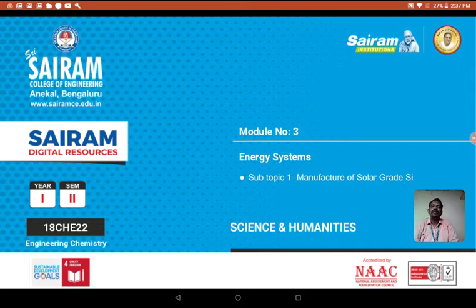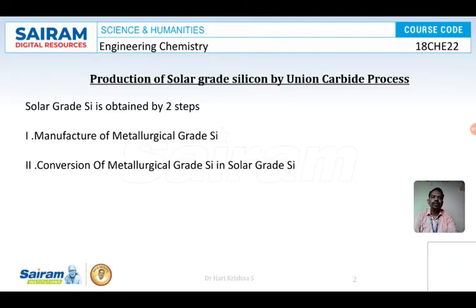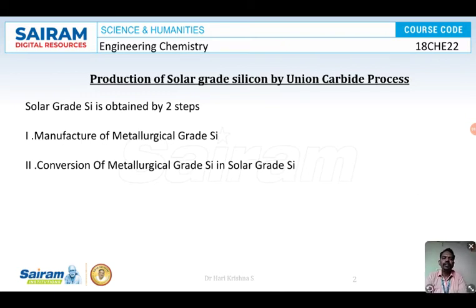So how this solar grade silicon, the silicon which is used for PV cells, is manufactured, let us discuss today. The silicon used to manufacture PV cells is called solar grade silicon. It is manufactured by different processes, and the process we discuss here is called the Union Carbide process. So the silicon used to manufacture PV cells is called solar grade silicon, and it is synthesized by the Union Carbide process. It has two steps.